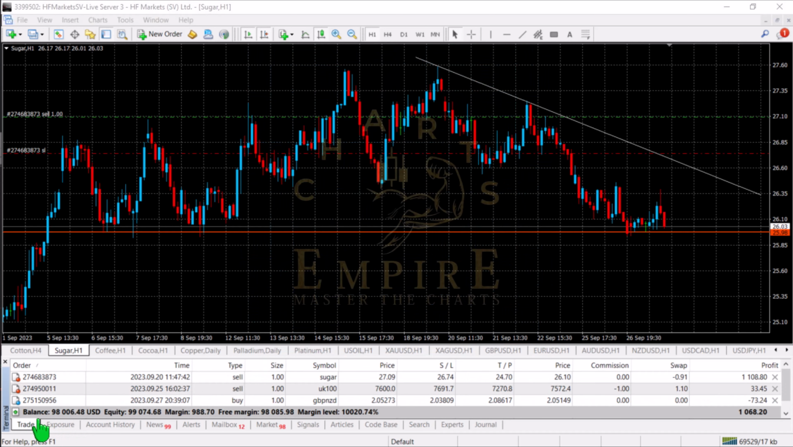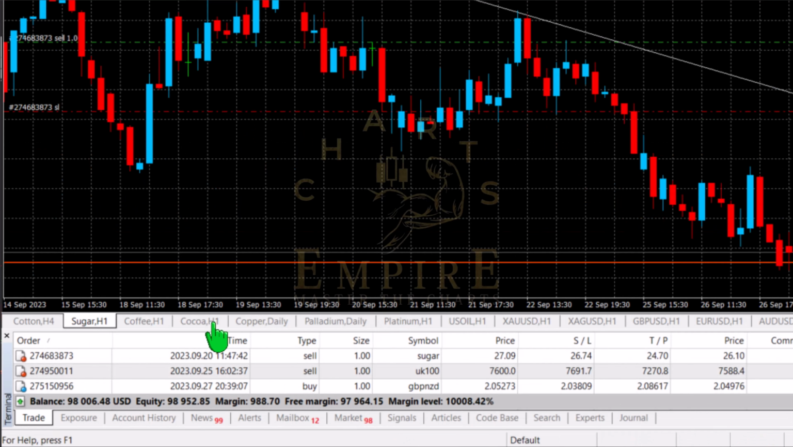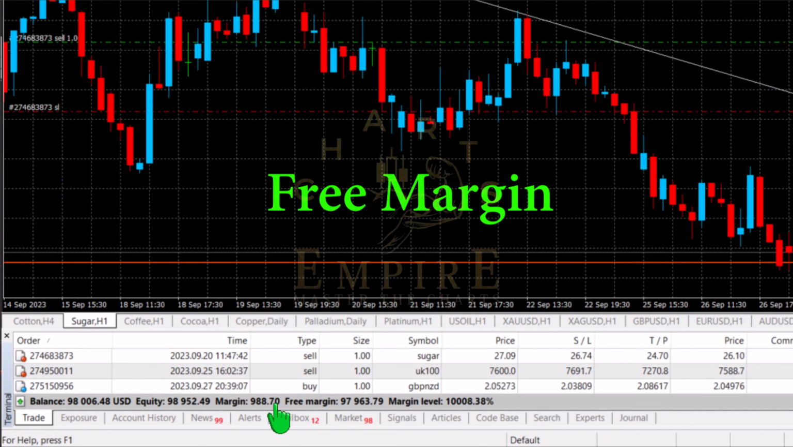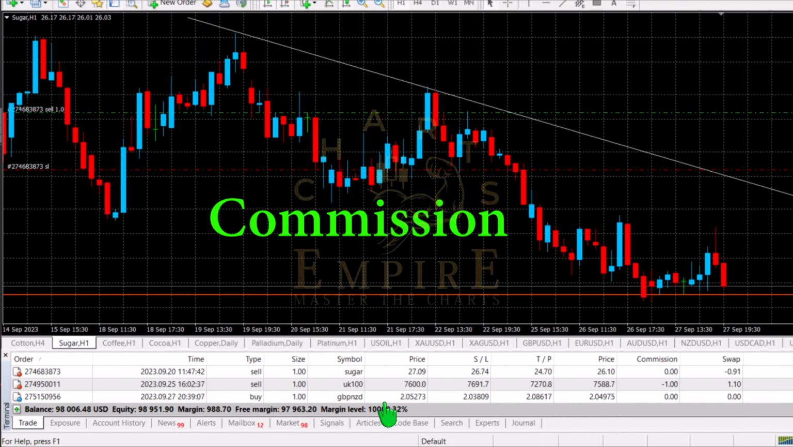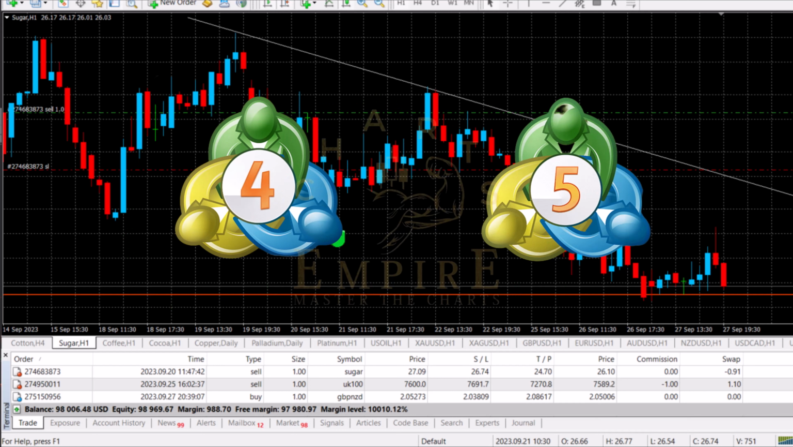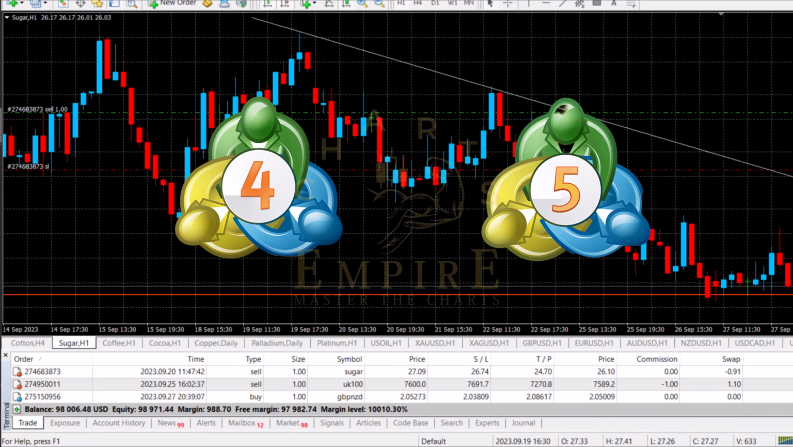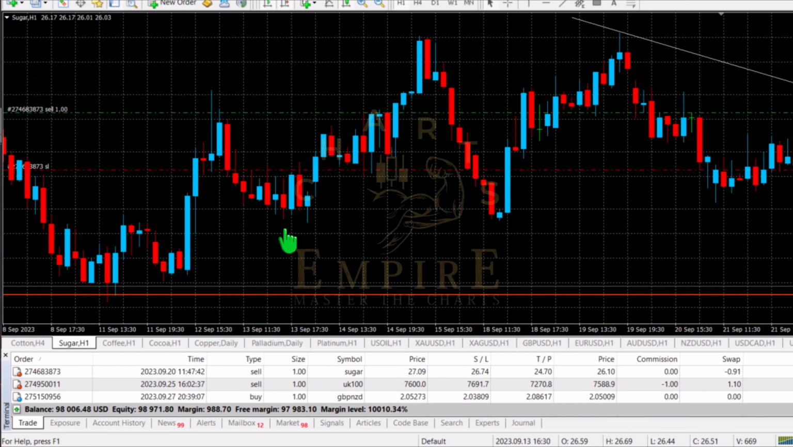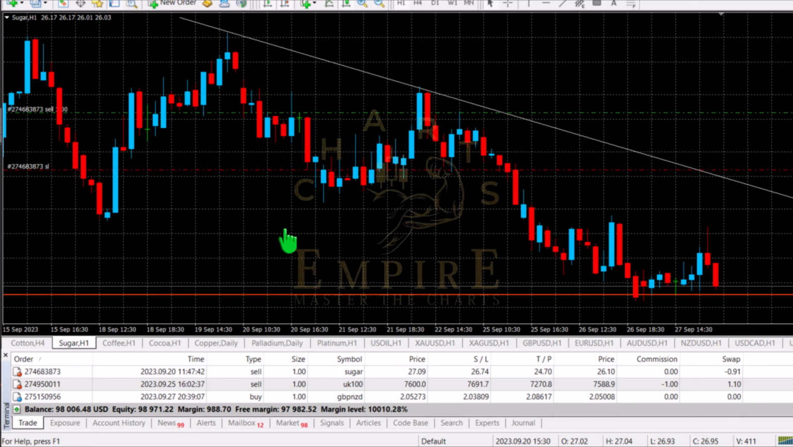Depending on the trading platform you utilize to trade in the financial market, you will usually get access to balance, equity, margin, free margin, margin level, commission, and swap at the trade terminal of your trading platform. In this tutorial, I will make use of the MetaTrader trading platform. MetaTrader is one of the leading and most used trading platforms by beginner traders in the financial market.